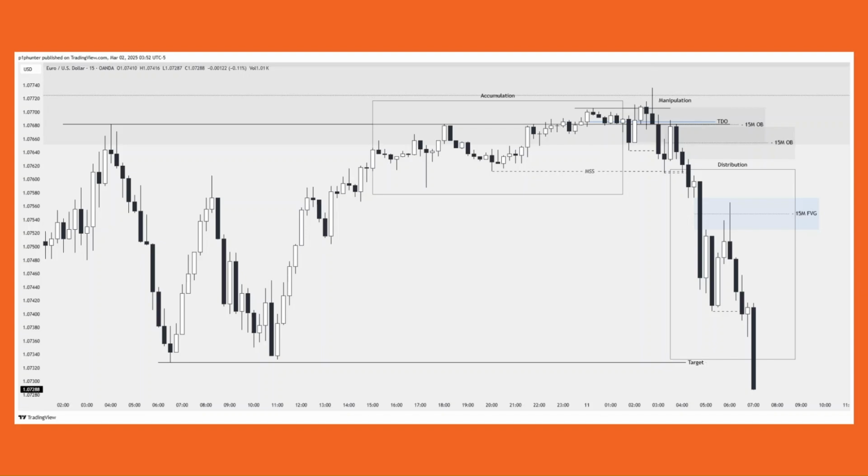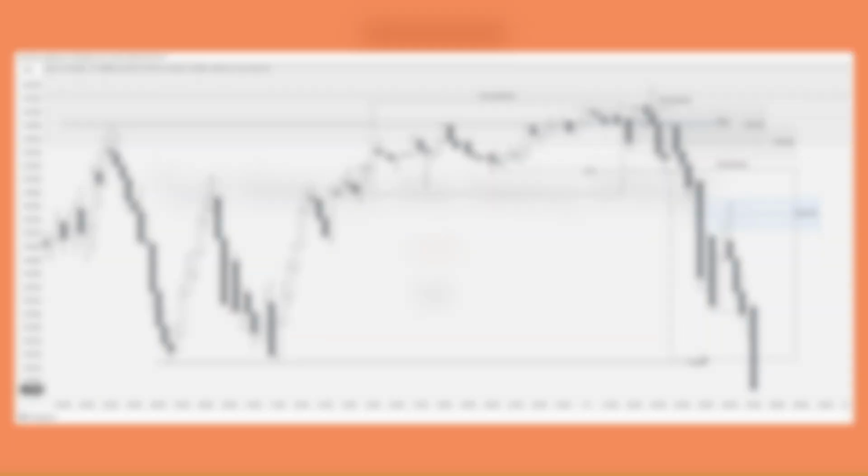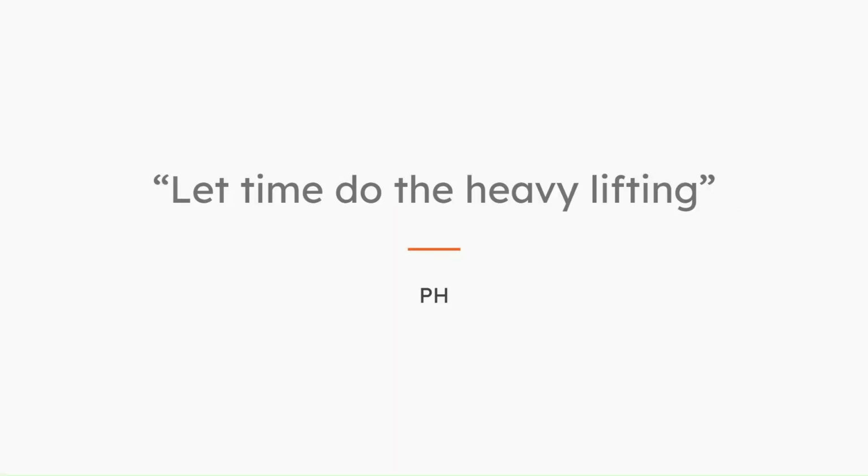After we see both the phases of accumulation and manipulation, price gives us a shift in order flow and market structure indicating the beginning of the distribution phase. In this phase, price has clearly respected all the bearish arrays while moving towards the higher time frame draw on liquidity. That's all for today's concept video.